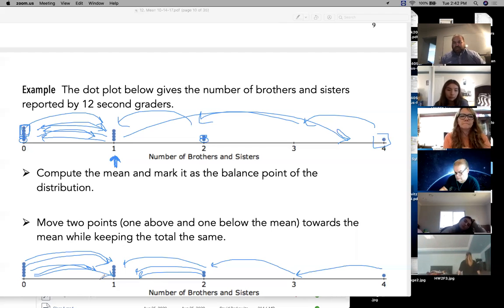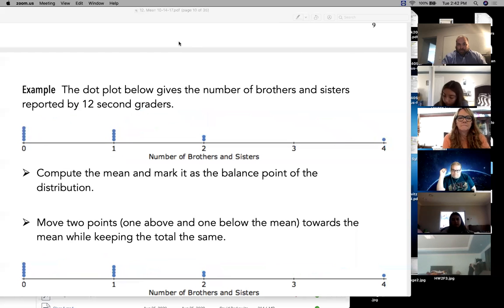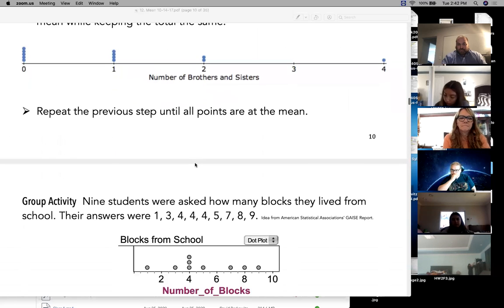So the idea of the mean is that if you move things towards it, you end up with everything at that location and you are perfectly in balance. That's the idea of the mean at the balance point. So let's see if they have another one.